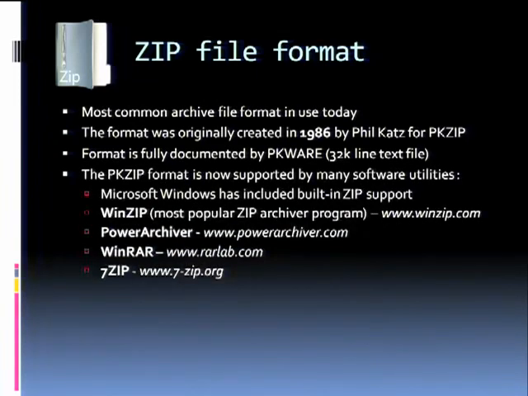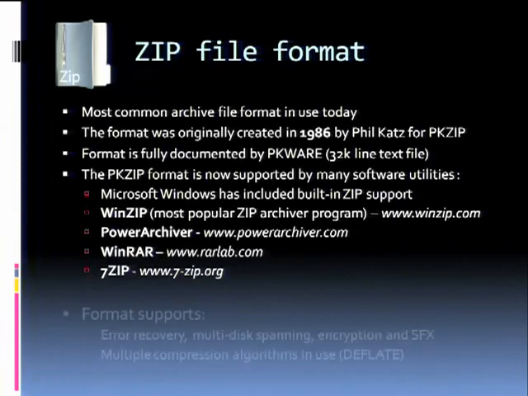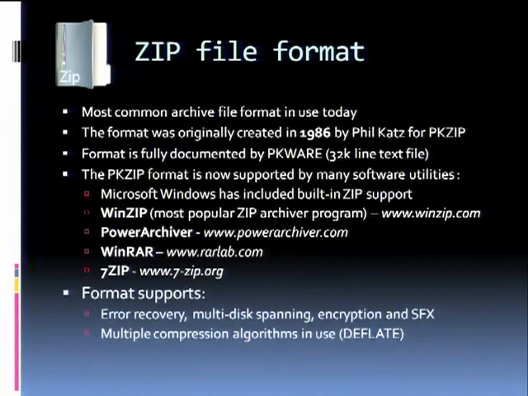So you see, you can create a file that's legal by documentation, but it really can't be opened by a standard tool that we use today, such as WinZip, which is the most popular zip archival program, PowerZip, WinRAR, and 7-zip, of course, which is the open source version. Now, this format supports error recovery, multi-disk spanning, encryption, and SFX. It has multiple compression algorithms, but the default one is deflate.